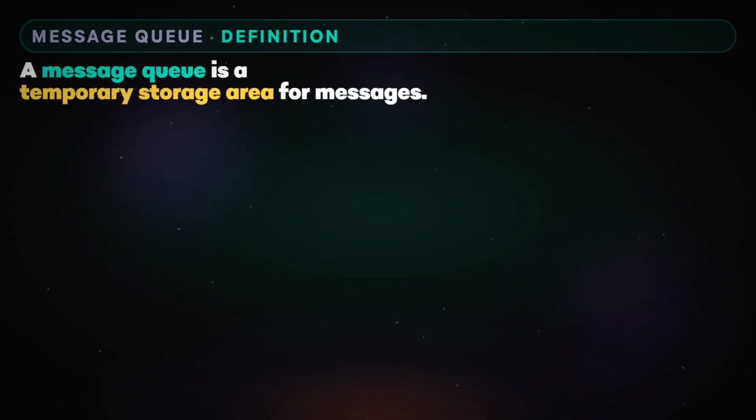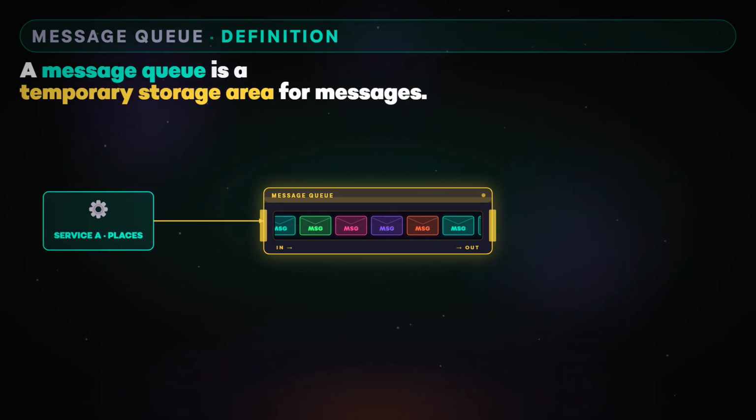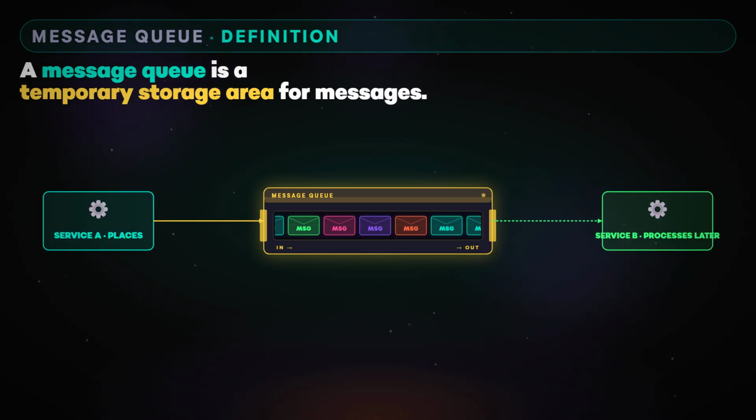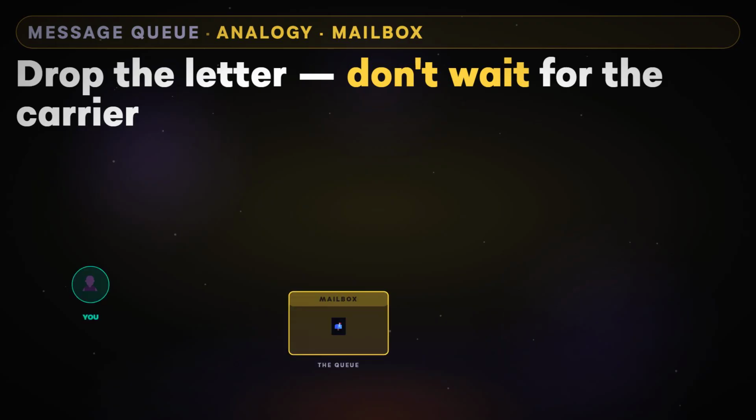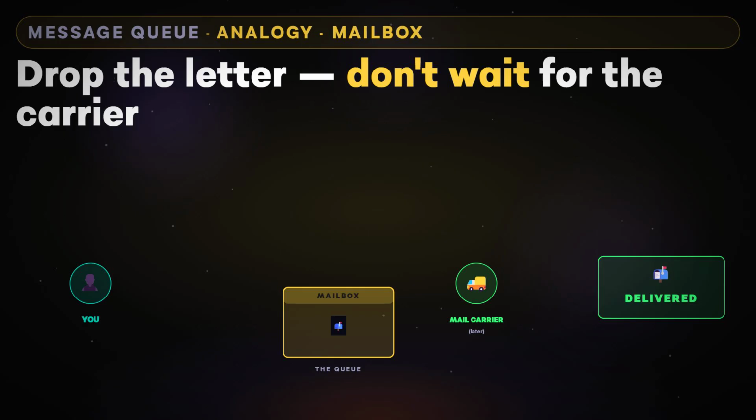Now, what is a message queue? A message queue is simply a temporary storage area for messages. One service places a message into a queue. Another service processes it later. Think of it as a mailbox. You drop a letter into the mailbox. You don't stand there waiting for the mail carrier. Eventually the letter gets delivered. That's exactly how message queues work.